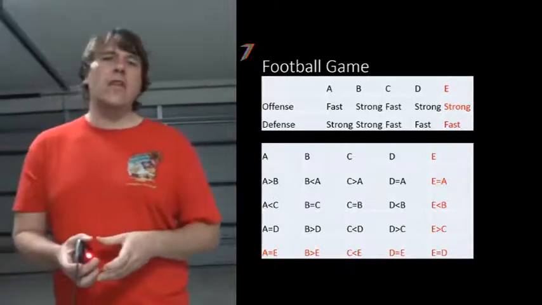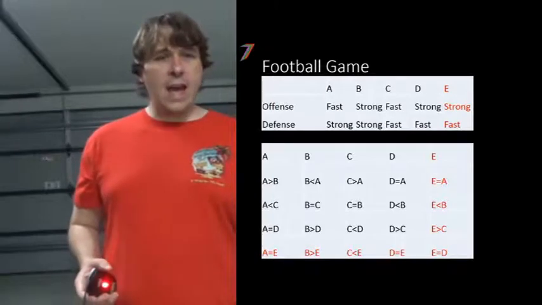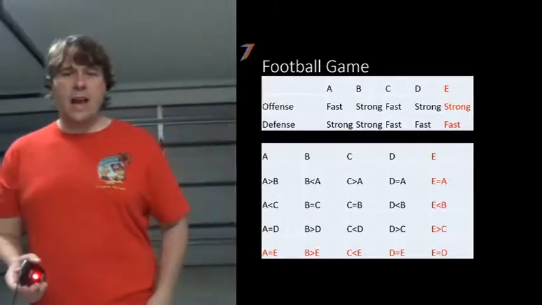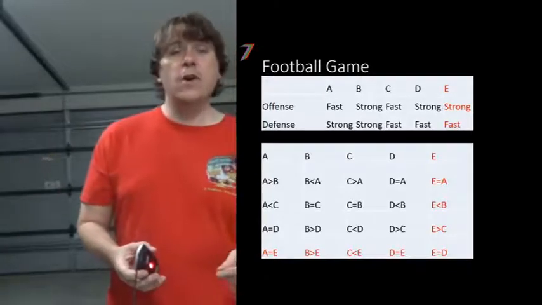So how about the three other teams? How does that match up? We would have Team A, and how Team A matches up with Team D: fast, strong versus strong, fast. So they're both stopping each other.